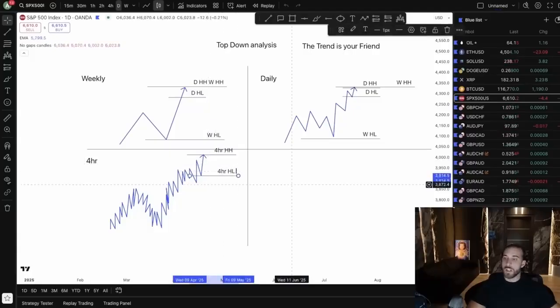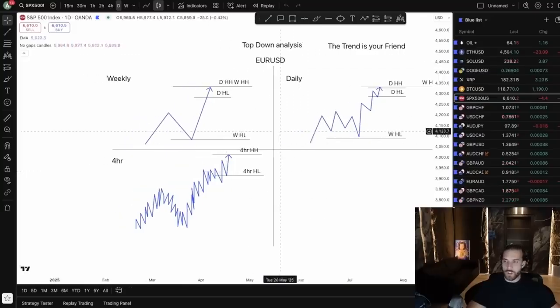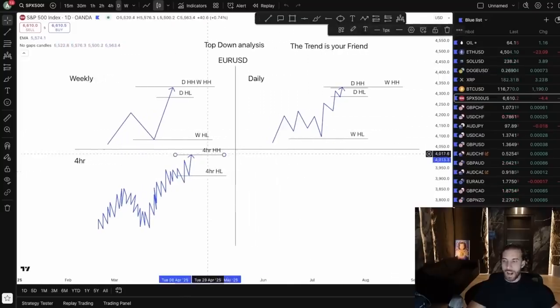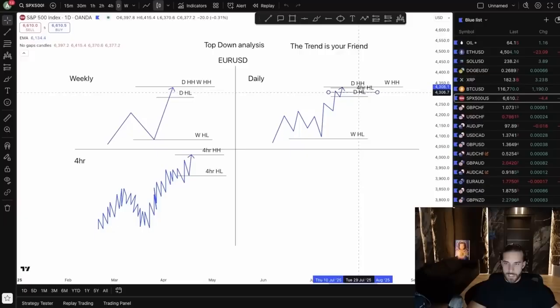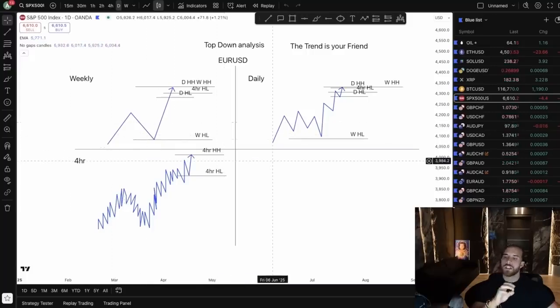So we have just done top-down analysis on, for example, Euro USD. We have understood that this market structure, as of right now, this is what the 4-hour higher high looks like on the 4-hour, and this is what the 4-hour higher low looks like on the daily, for example, and this is what the 4-hour higher low looks like, for example, on the weekly. So this is just to give you perspective when you're going to go enter a trade, where you are entering the trade. Should you be entering the trade on the 4-hour? Should you be entering the trade on the daily? Should you be entering the trade on the weekly? And on all of that, I'm going to be breaking down inside of this video. I just want you guys to understand one thing at a time. The trend is your friend.